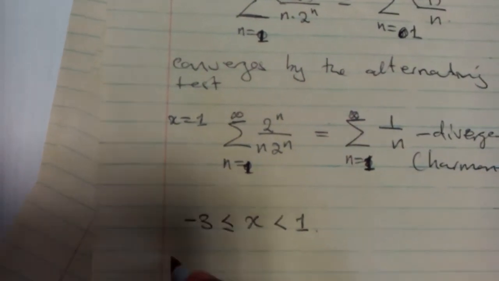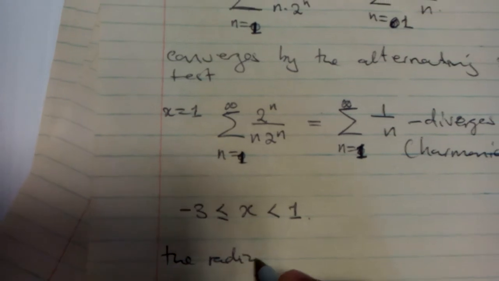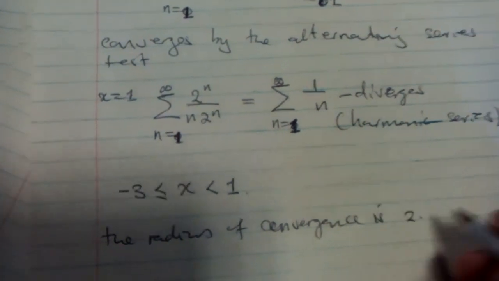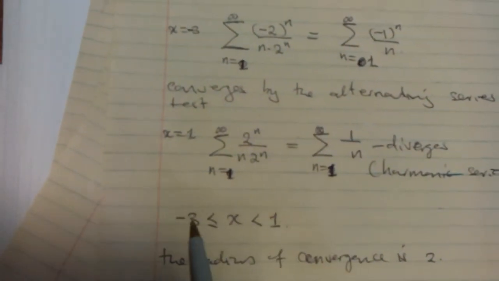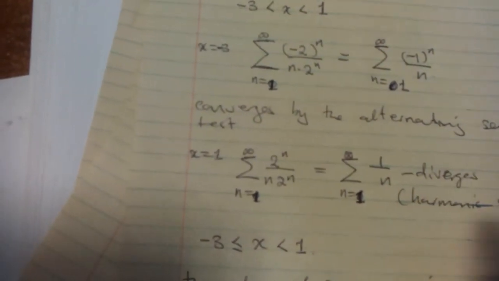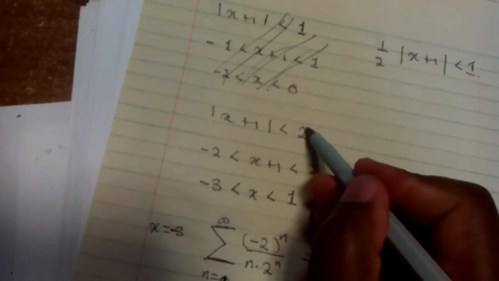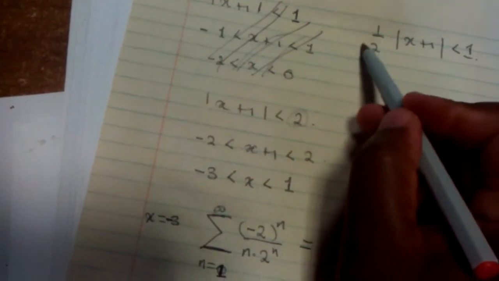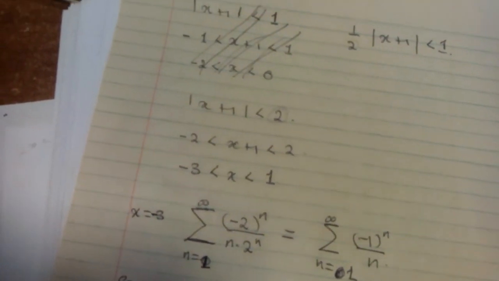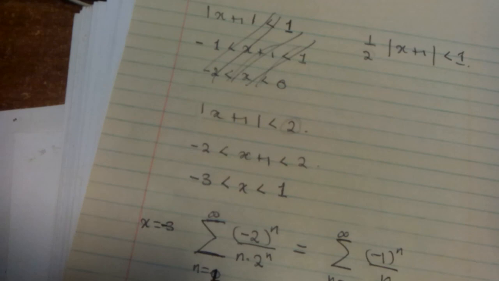And you notice that the radius of convergence is 2. Because 1 minus minus 3 is 4, and then take half of that, which is 2. Or if you look at this limit here, especially at this point, it gives you an indication of what the radius is going to be.